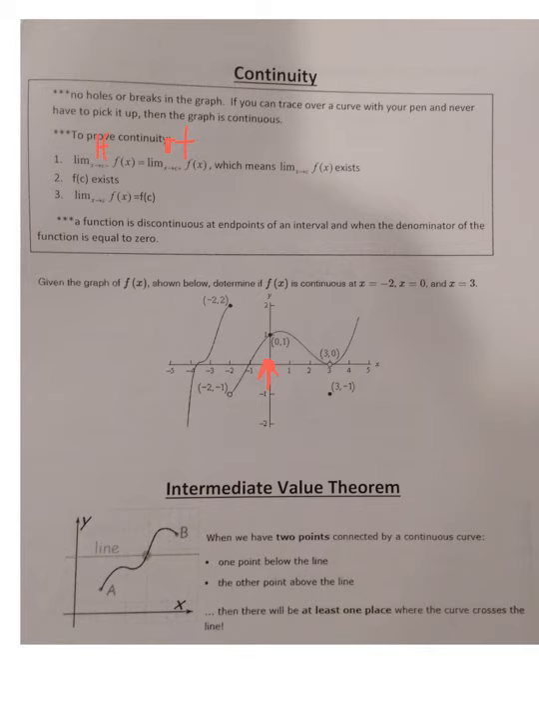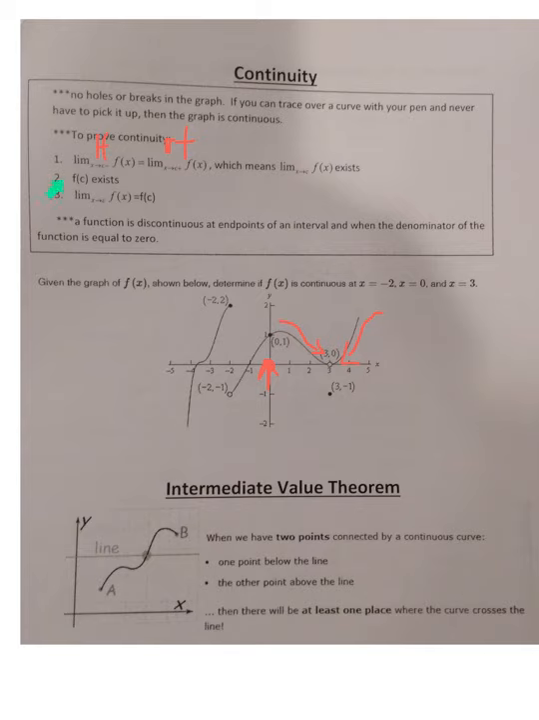Now, let's take another one. Let's look at x equals 3. So if I am coming from the left, I'm going in this direction, do you see that limit is going to be 0? And then if I'm coming from the right, do you see that limit is also 0? So then what that means is, on step 1, I know that limit as x approaches 3 is 0. So the limit exists.